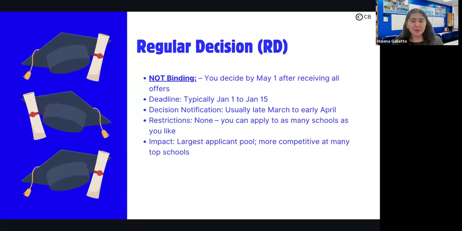And the great thing about regular decision is that there are no restrictions. You can apply to as many schools as you'd like. But the impact of this is that it's the largest applicant pool, so it's going to be more competitive, especially at top schools, because you're competing against the most people. And this is where the bulk of your applications is going to be in, if you didn't get into a school early, or if you did EA or REA, you got into a school, but you want more options.